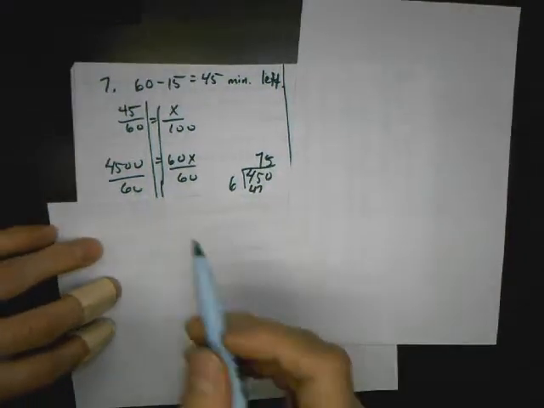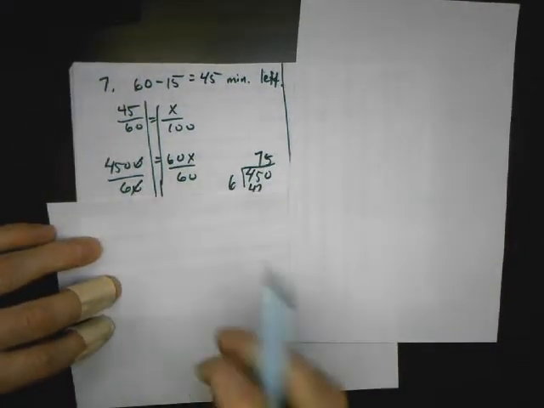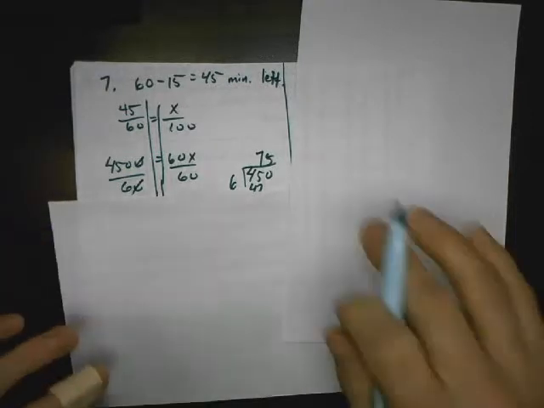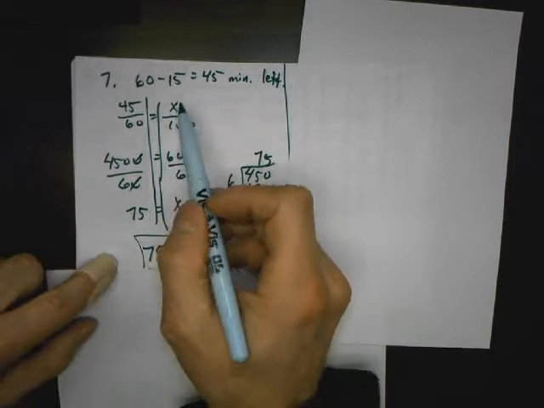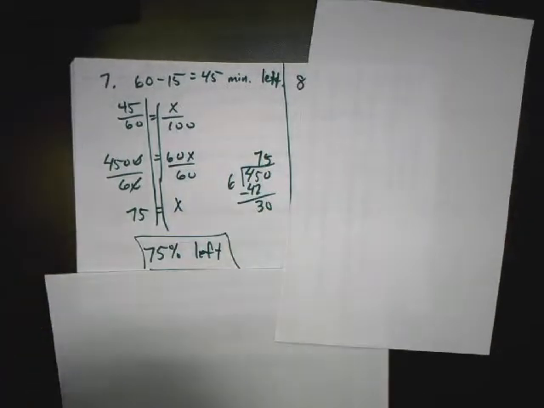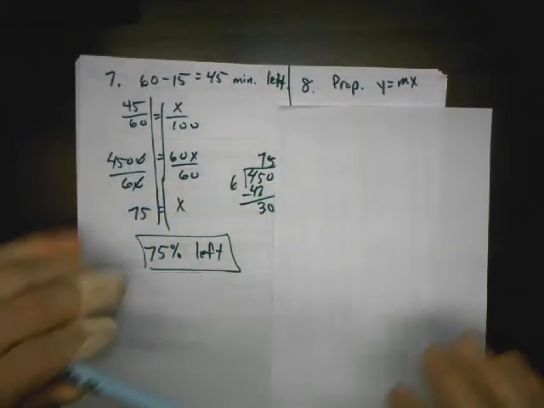Now remember, when you're dividing and you have zeros on them, you can cross those out, right? Make it easier for yourself. You don't have to, it just makes it easier. And then I get 75, which means 75% because it's percent over 100 for percent proportion.